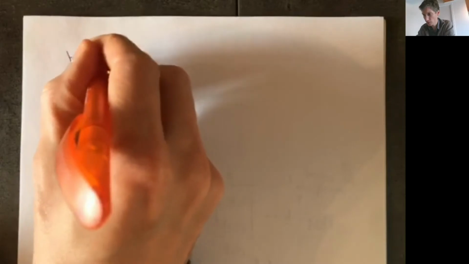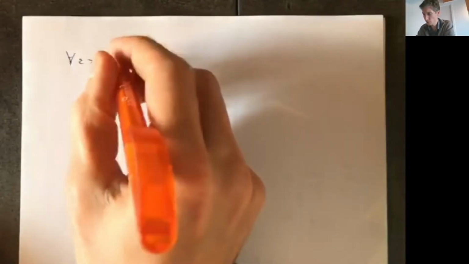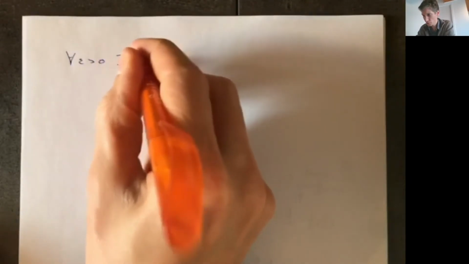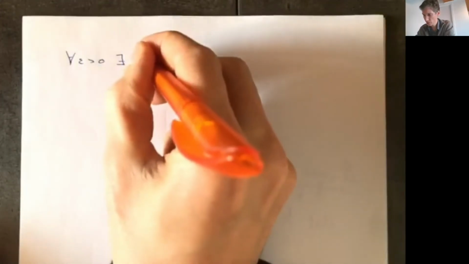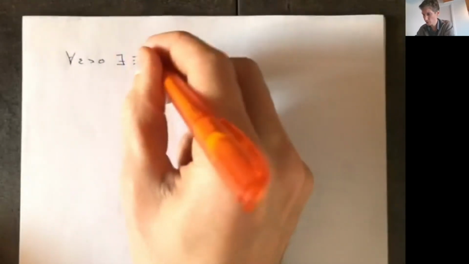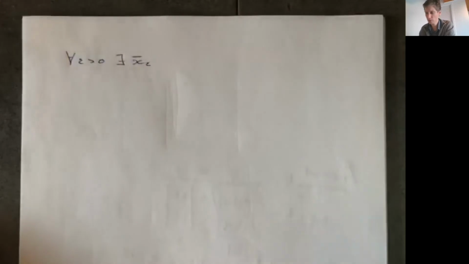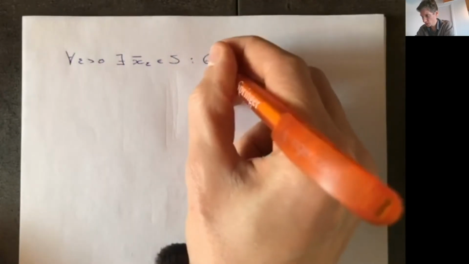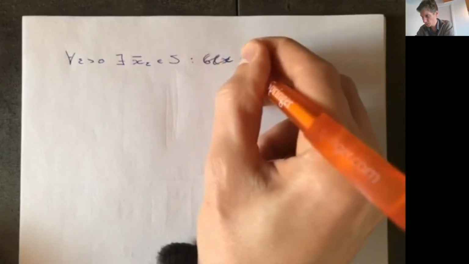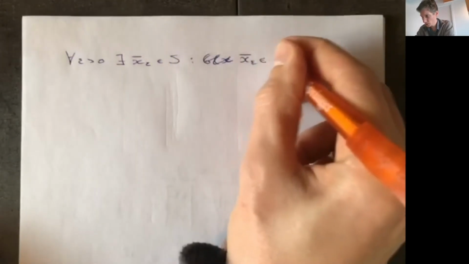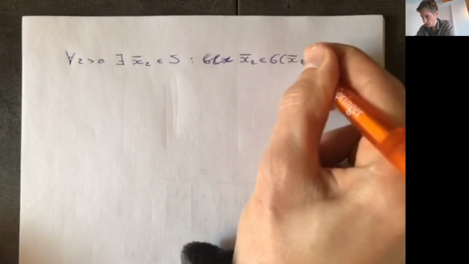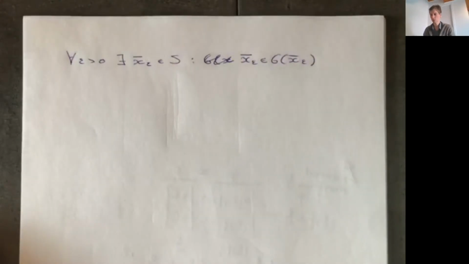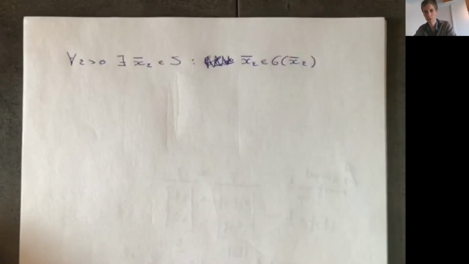So what do we have so far? So far we have that for every epsilon bigger than 0, there exists a fixed point of this G epsilon. Let me call this fixed point x epsilon, because it may depend on epsilon, in s such that x epsilon is in G epsilon of x epsilon. So it's a fixed point of this blown up correspondence.